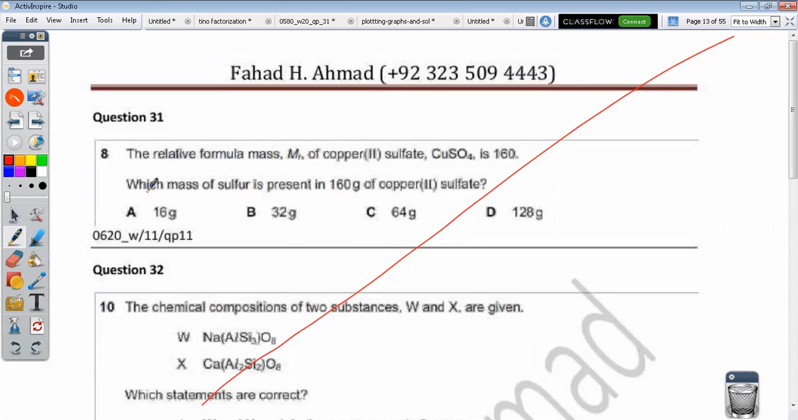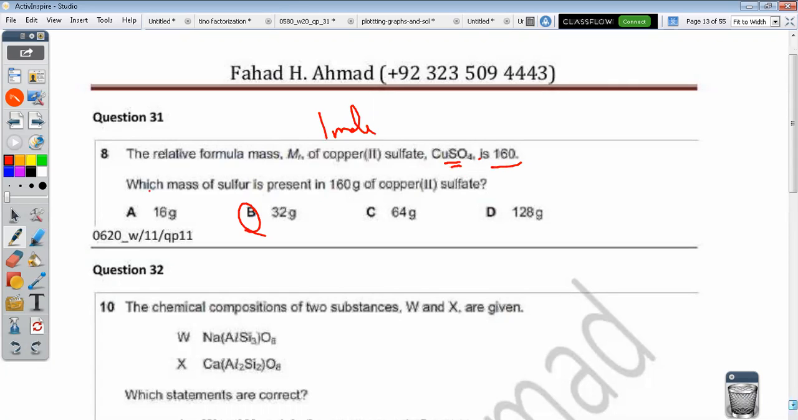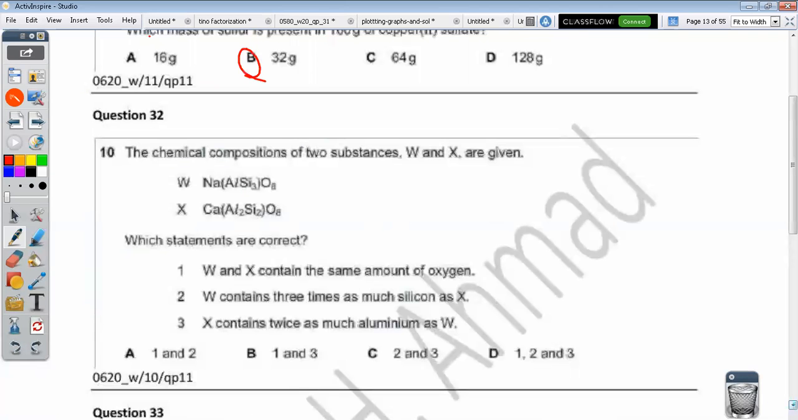Now, what mass of sulfur is present in this? The relative molecular mass is this. That's the mass of one mole, the MR, which is equal to 160. What mass of sulfur? How much sulfur do I have? I only have one sulfur, which is 32. Clear? As easy as that.